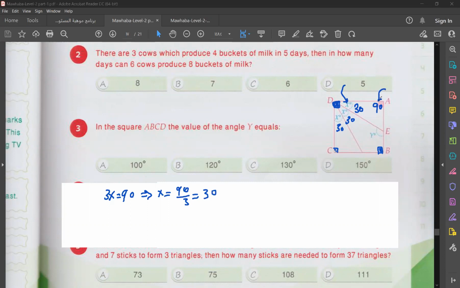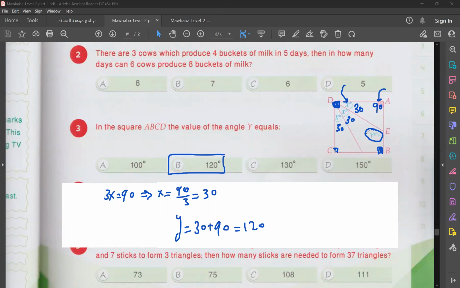Now what about A? A is also 90. So now we want y here. You have two solutions here, two steps. We know that y equals, because this is the exterior angle of the triangle. Look here. Do you know exterior angle? The exterior angle equals the two angles that are far away from it. So y equals 30 plus 90. So the answer is 120.